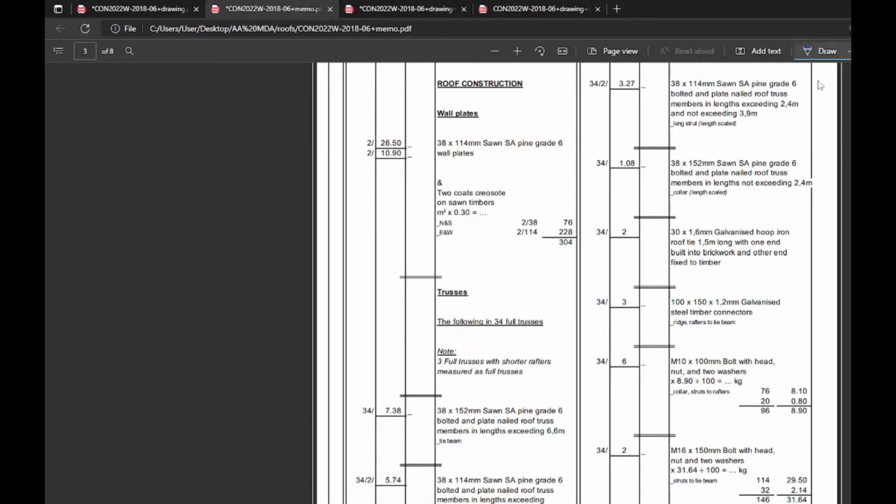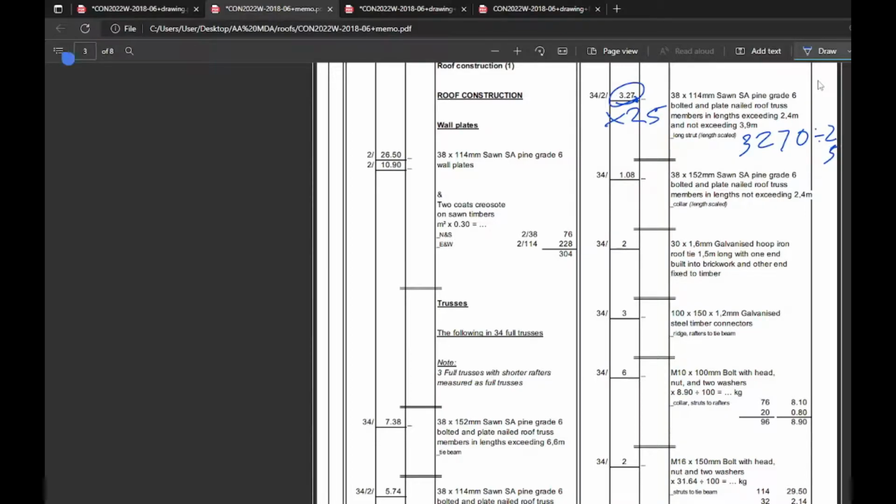Okay, we're going to move on to the longer strut. The longer strut applies the same theory. She's taken a scaled length, so she measured on paper with the ruler and times it by 25, because it's 1 to 25. Sorry, it's not actually this that's times by 25, it's what was on paper that's times by 25. So this 3,270 is actually divided by 25 to get back to what she measured on paper. Anyway, I digress. There are 2 per truss and there are 34 trusses. And that covers your long strut.